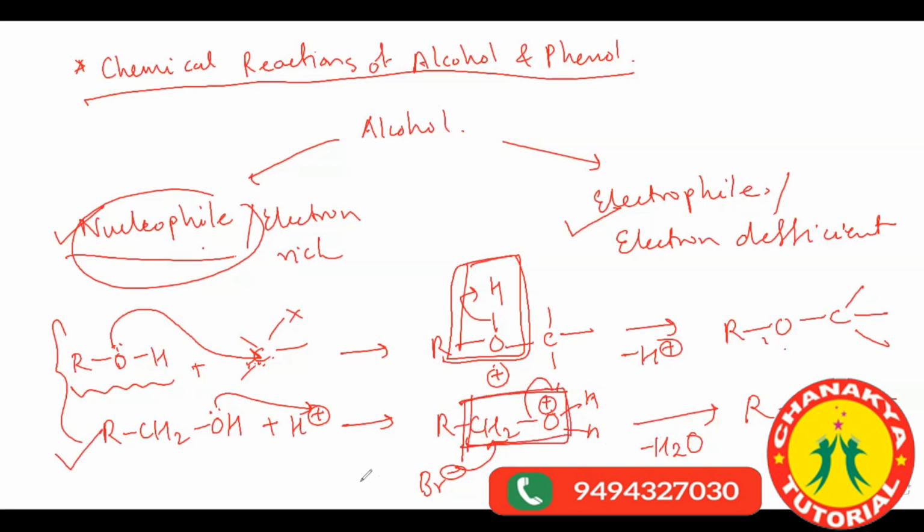So on the basis of that, the reactions of alcohol and phenol are classified into 2 different types of cleavage involved reactions. The first is the reaction involving oxygen and hydrogen bond cleavage. And the other would be the reaction involving the cleavage of oxygen and the R group, or else the oxygen and carbon bond. Understanding? So that we have to see in detail.